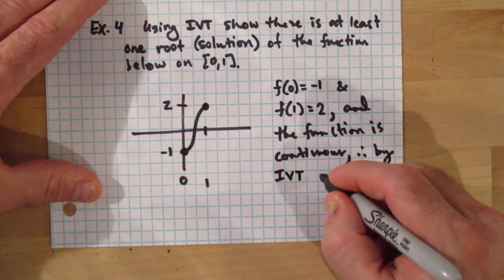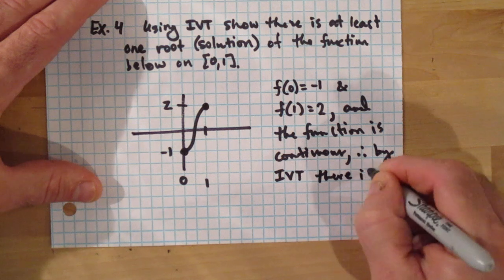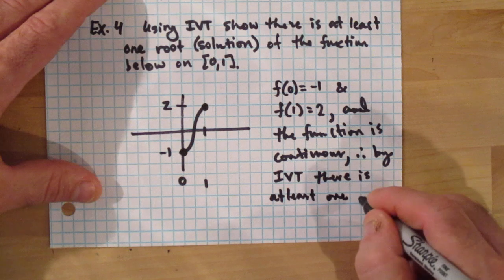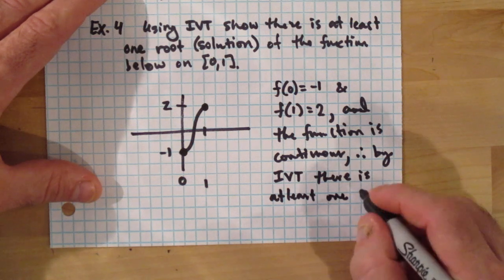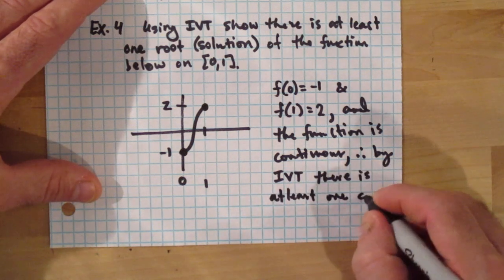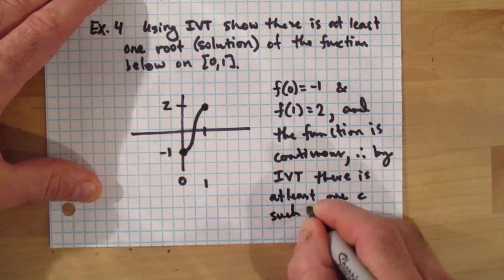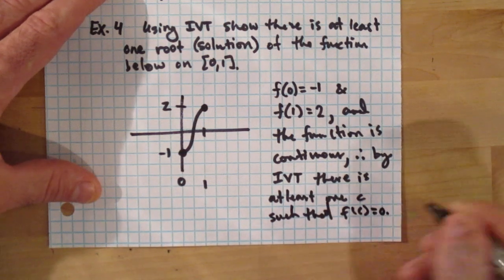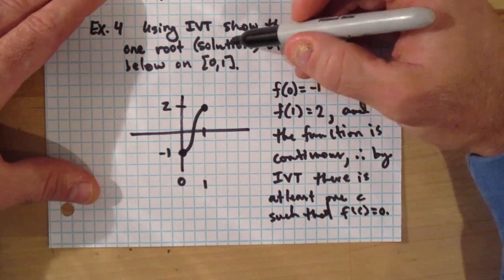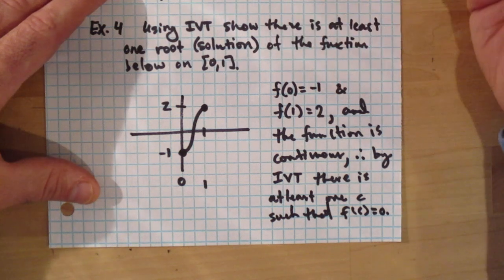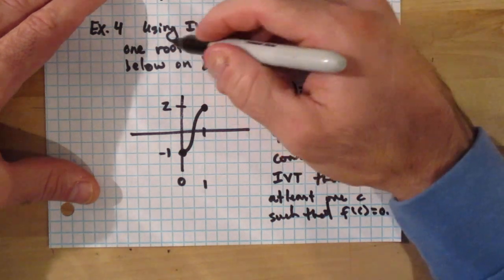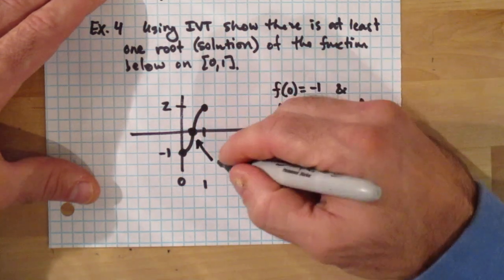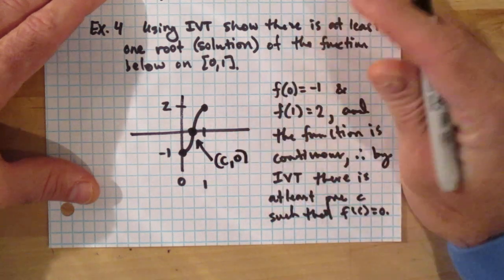there is at least one value, let's call it, I don't know, c, such that f of c equals 0. Now, what is a solution to a function set equal to 0? Well, in this case a root, that is an x-intercept. So therefore this point would have to be the point (c, 0).